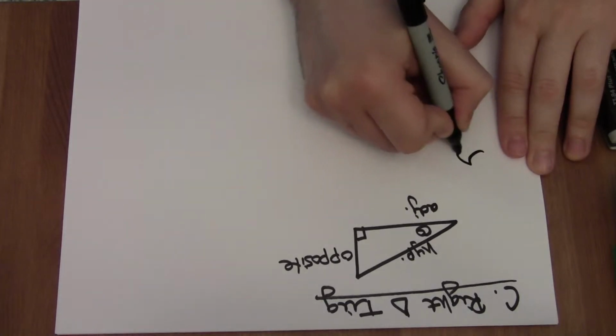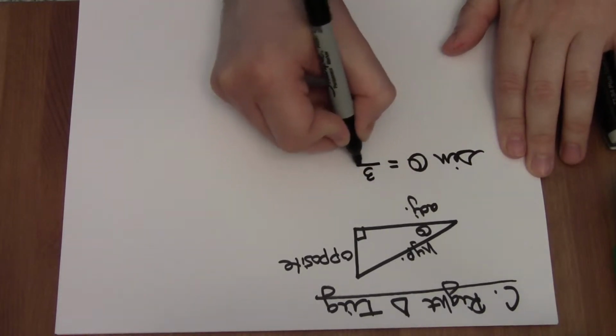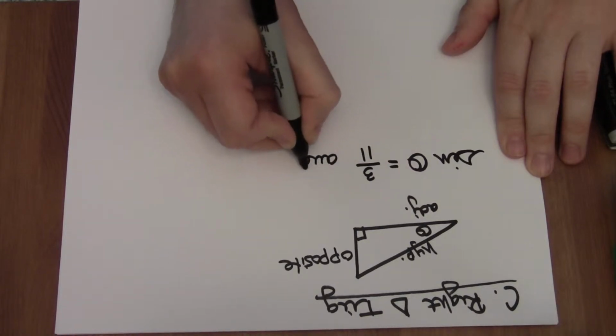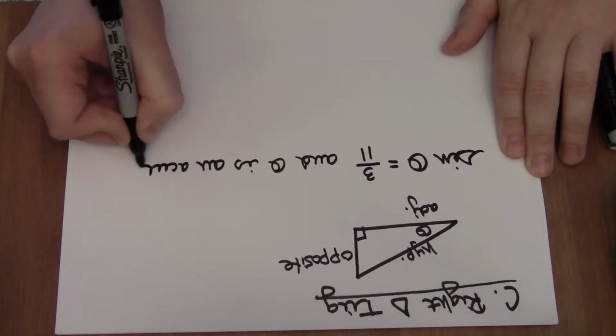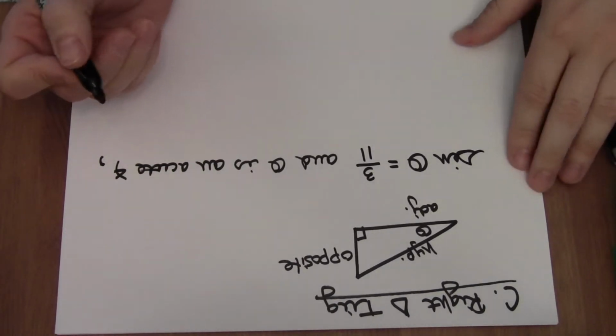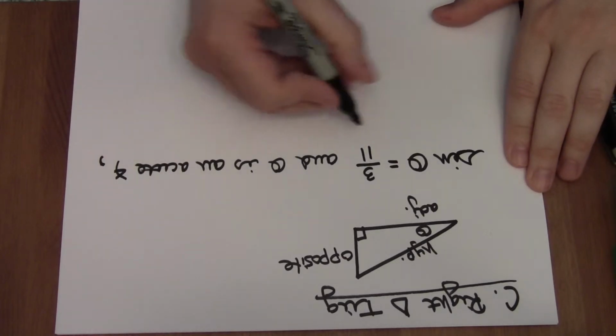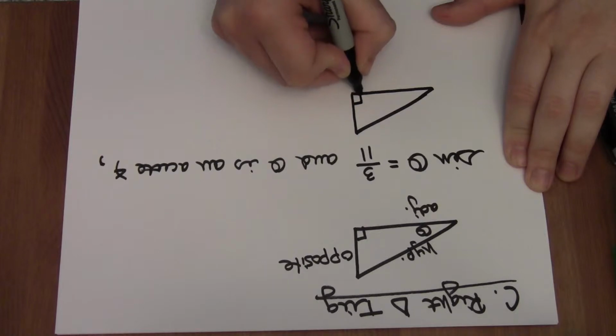opposite. With this in mind, if we're told that the sine of theta equals 3/11ths, and that theta is some acute angle, we are asked to find the cosine of theta and the tangent of theta. Well, I think the first thing I should do is draw out a triangle for this situation.